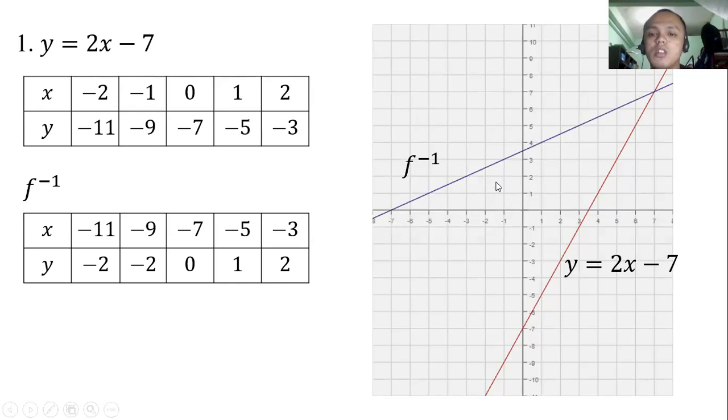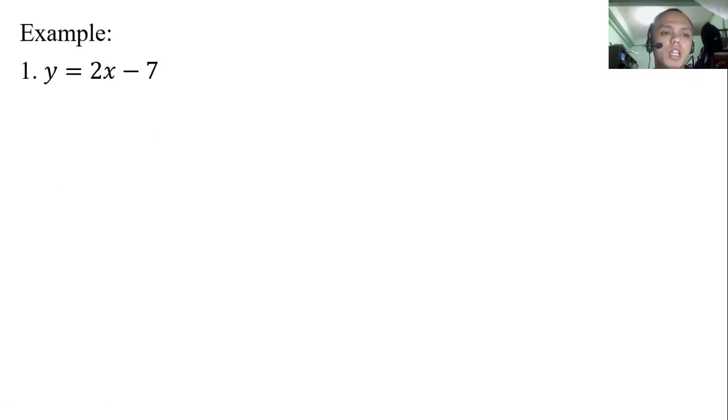Yung x-intercept niya, naging y-intercept naman dito sa inverse niya. Nagkabaliktad. Kasi nga, yung domain mo, magiging range. Yung range mo naman, magiging domain in its inverse. Now, what about naman yung sa function mismo, yung equation niya?